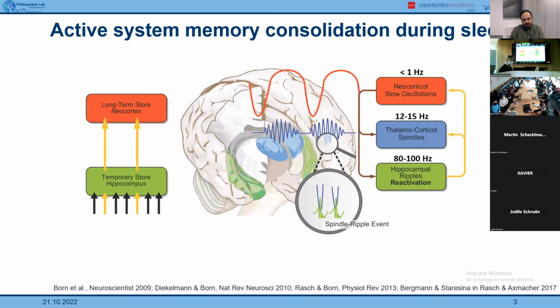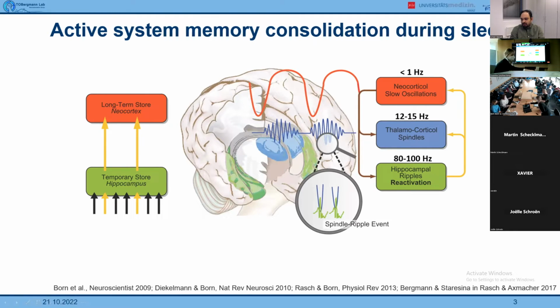Before I dive deep into my talk on how we are using the TMS and EEG combination to build some novel work, I want to explain the basic active systems memory consolidation theory, or just explain how sleep-specific oscillations play an important role in long-term memory formation in humans.